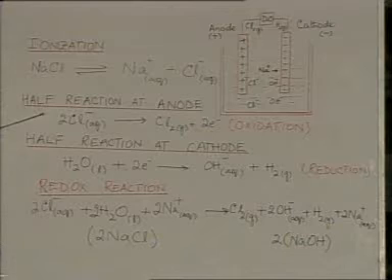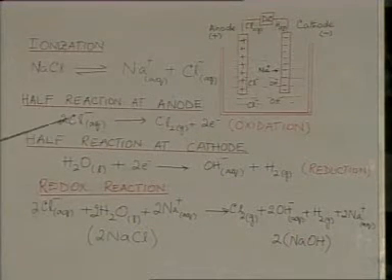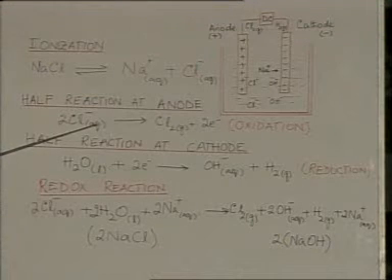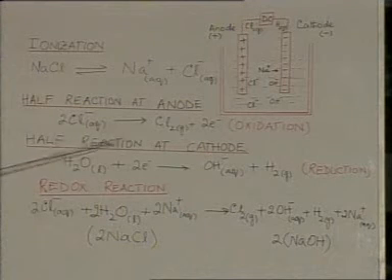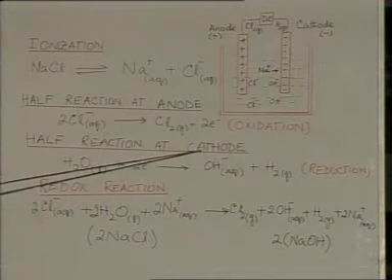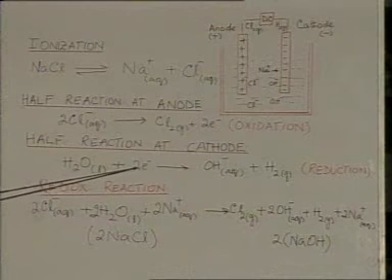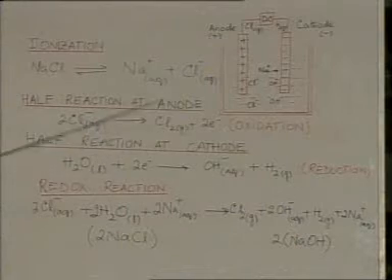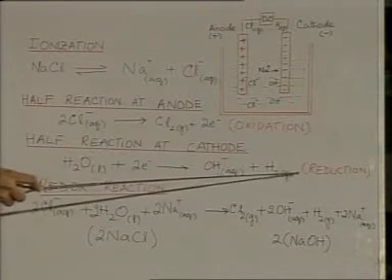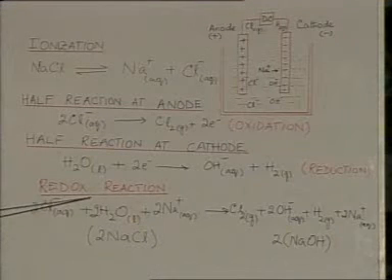You can see from this half reaction which shows oxidation at the anode. Chloride ions will give up electrons at the anode. As a result, we obtain chlorine gas at the anode. Similarly, at the cathode, a reduction process occurs, that is, water takes up electrons at the cathode and hydrogen gas is released as a result. Such a process in which both the reactions, oxidation and reduction, occur side by side is known as a redox reaction.